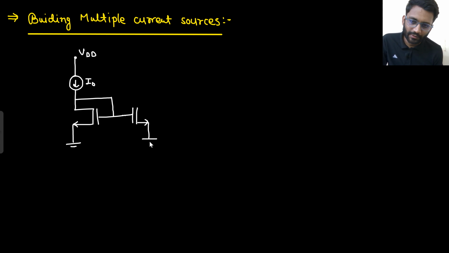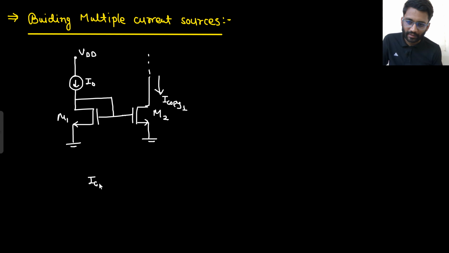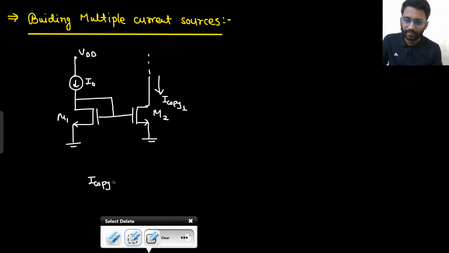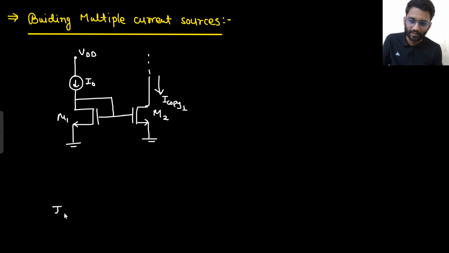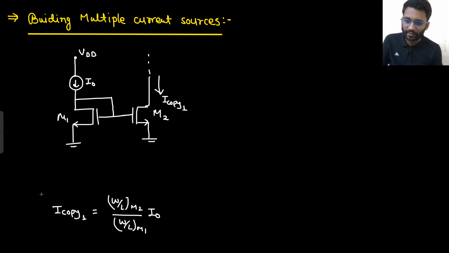Now from this golden current source, there will be some circuitry here. Forget about that. This was M1, this was M2. So here, what was my I copy 1? This was the current that I was getting, which was I copy 1. I copy 1 was proportional to the W by L ratios: W by L ratio of M2 divided by W by L ratio of M1, times I naught. This was the I copy 1.